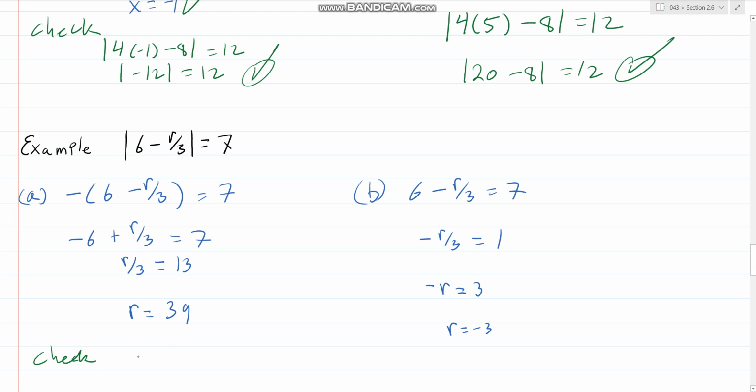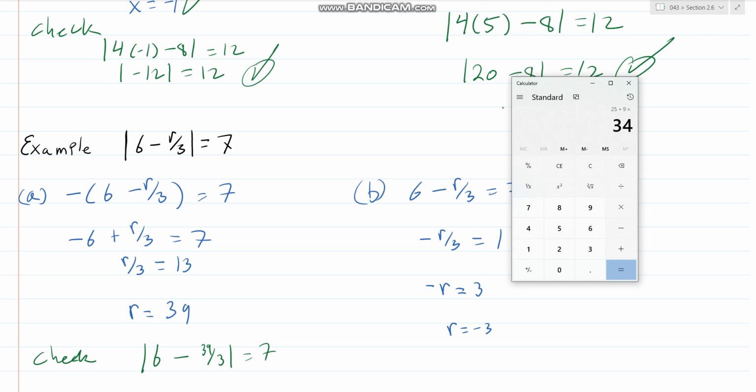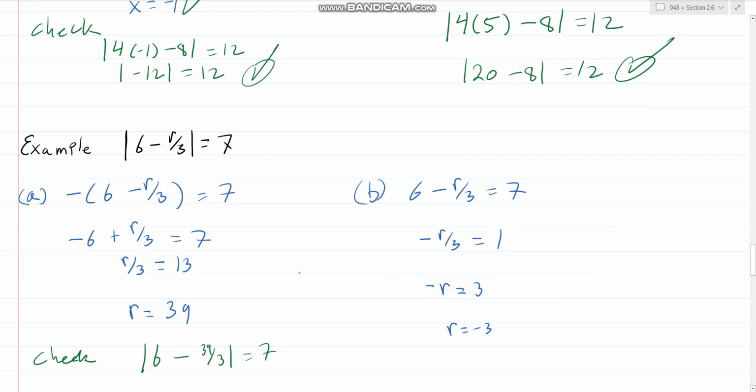Now, does r equals 39 work? Well, 6 minus, it's not r anymore, it's 39 over 3 equals 7. I don't know, does that work or not? Let's see. 39 divided by 3 is 13, and then minus 6 is 7. Yes, that does indeed work. So that works. Cool. And then I can plug in r equals negative 3 and see if that works.